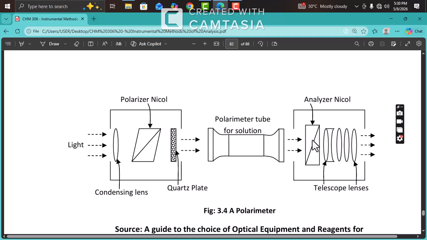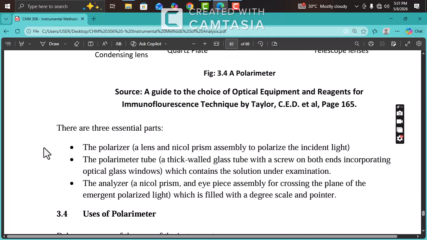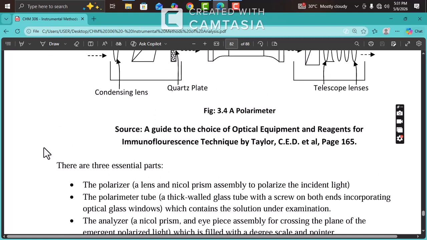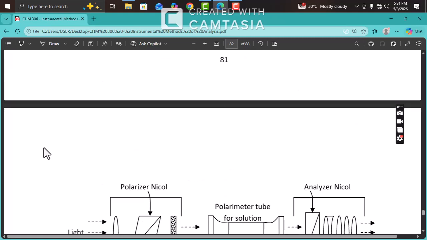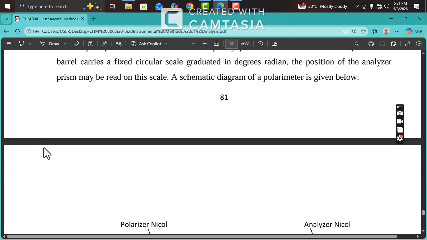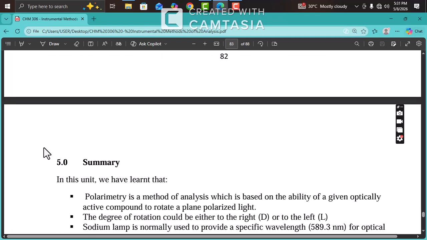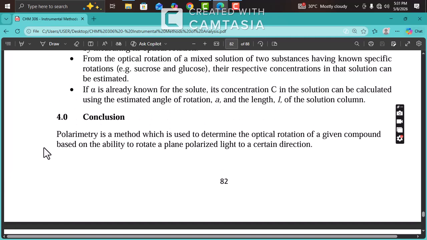When you now pour in your sample, it will change, and once it changes, you will readjust it again. That adjustment gives you the angle, the degree, and it is that degree that you need. So that is how the instrument is used. But you can read up from this and get a deeper understanding of the process.